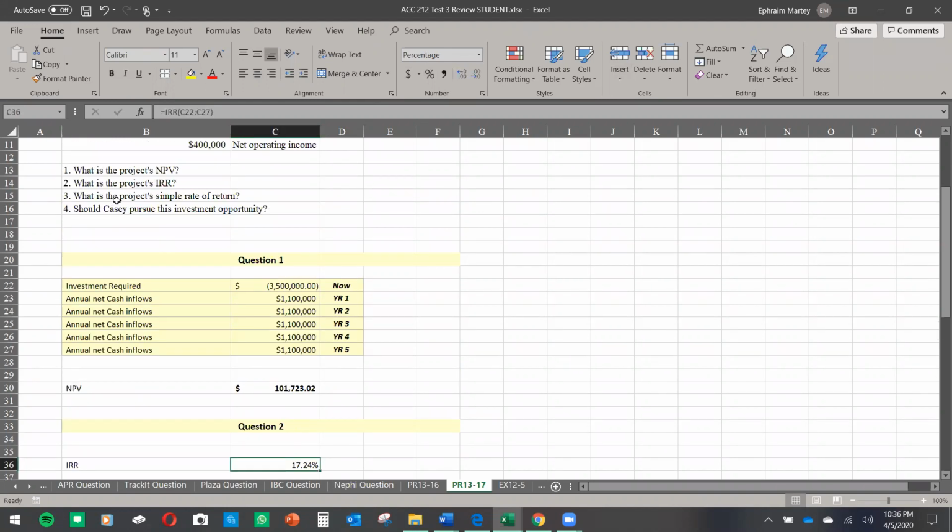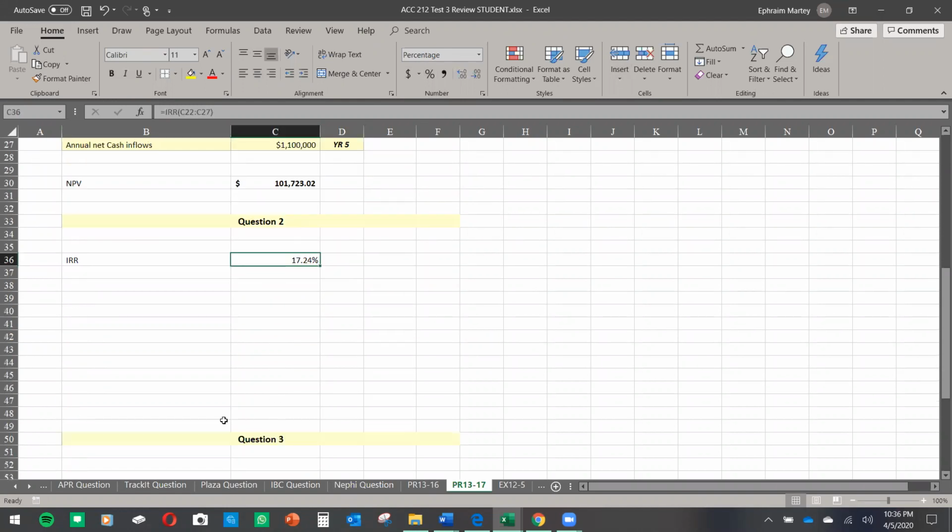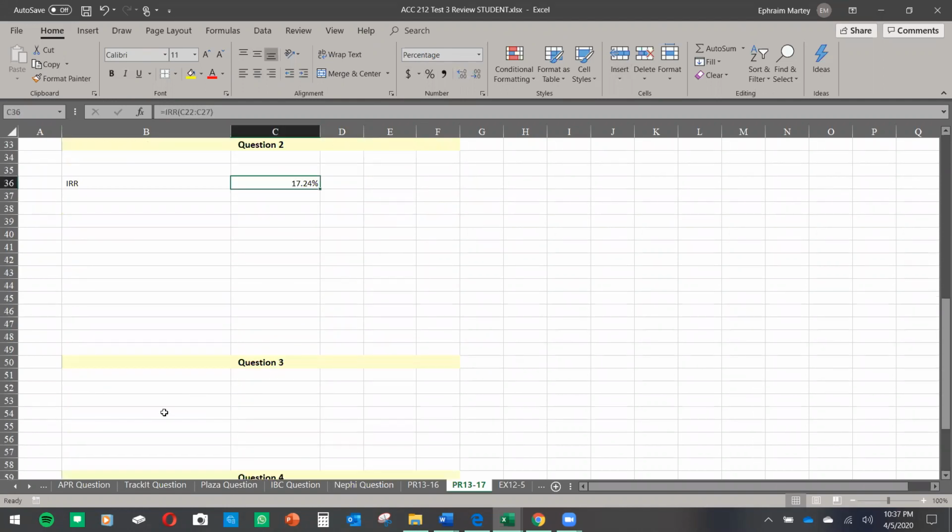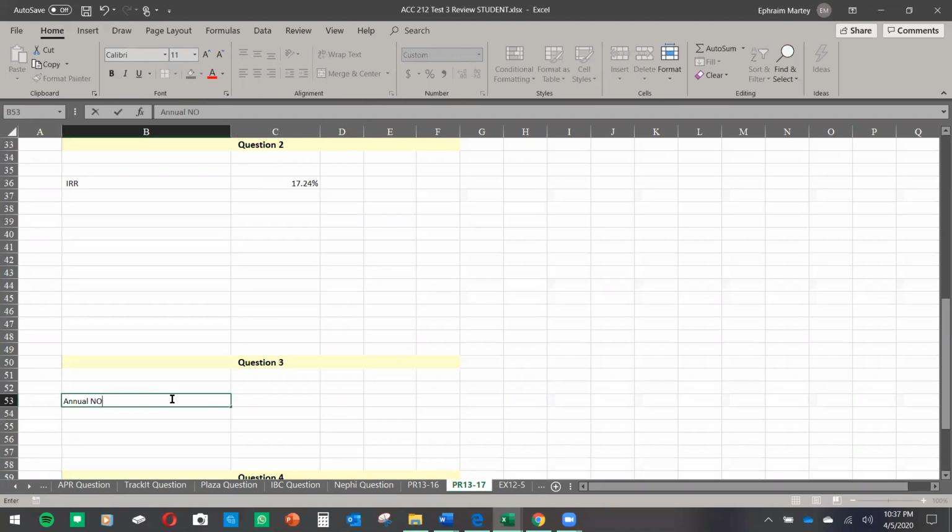Okay, what is our third question? What is the project simple rate of return? Okay. Now the question 3, simple rate of return. What is the formula for simple rate of return? That is your annual net operating income. I'm just going to do it knowing annual net operating income divided by initial investment.